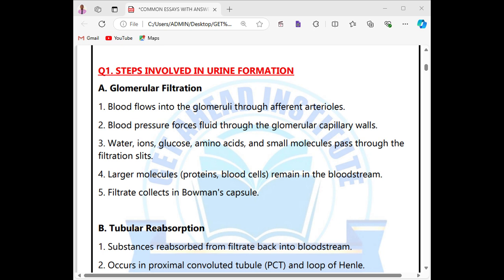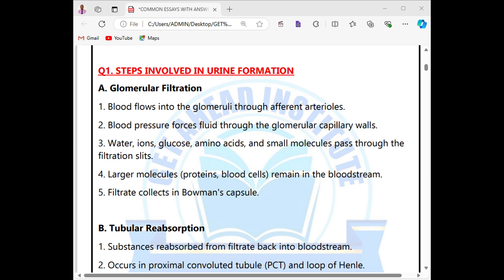And not just that, in the process of urine formation, after glomerular filtration has occurred, tubular reabsorption has occurred, and tubular secretion has occurred, you'll find that there is another process which has to do with concentrating the urine. Okay, so urine has to be concentrated before it is excreted. Those are just the things that you also need to take note of.